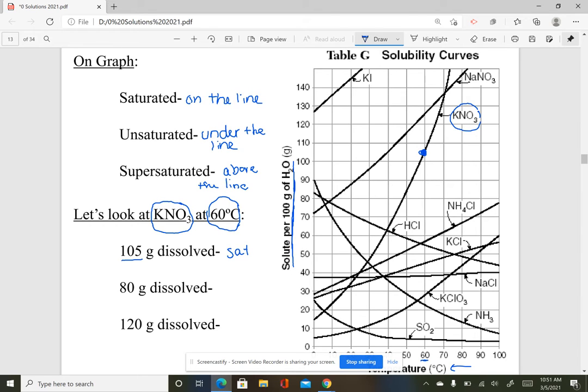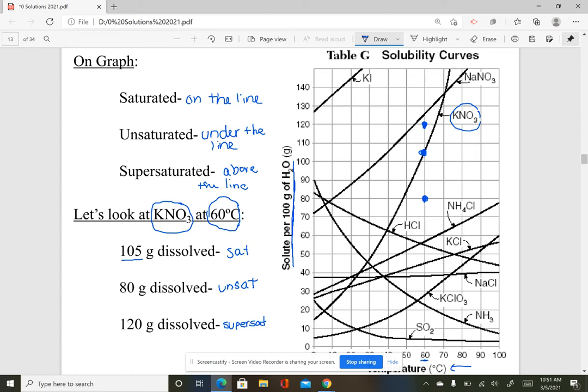Okay? 80 grams at 60 degrees Celsius is under the KNO3 line. So this solution would be unsaturated. And 120 would be right here. So that would be above the KNO3 line. So that would be my supersaturated solution.